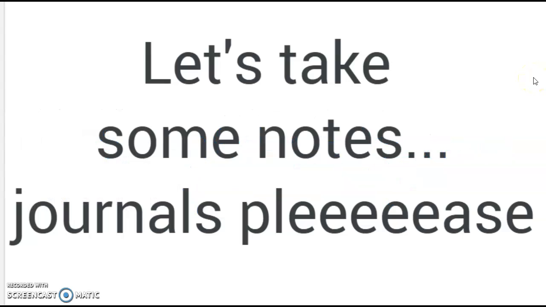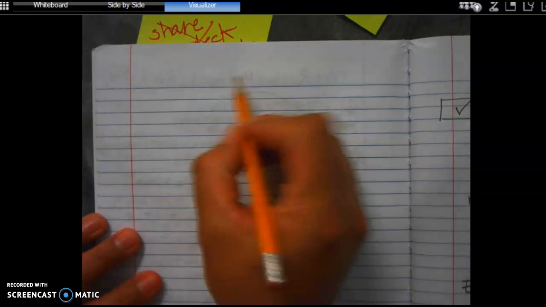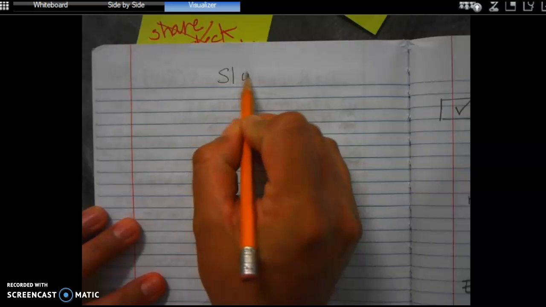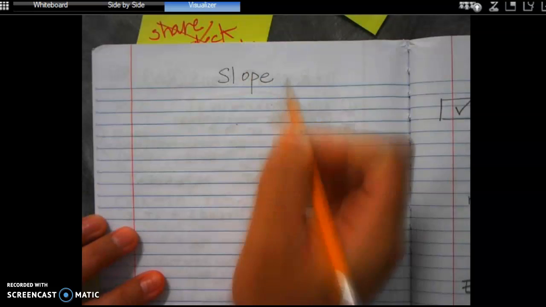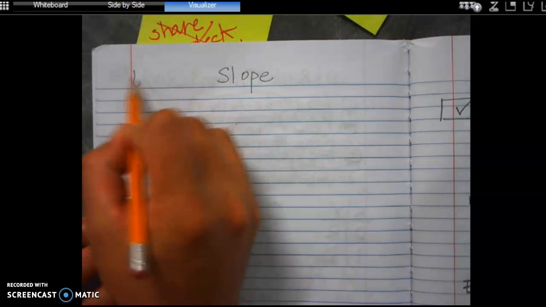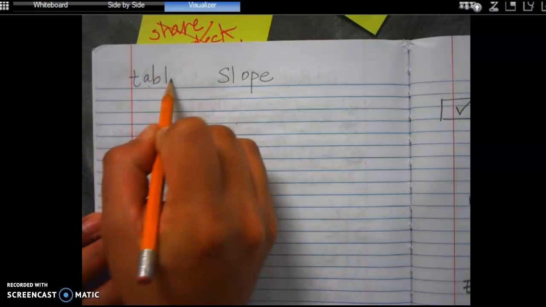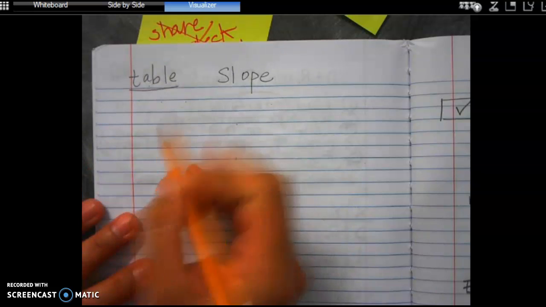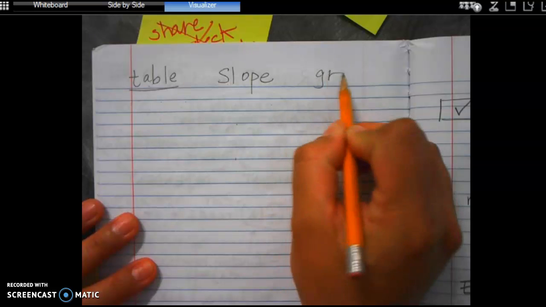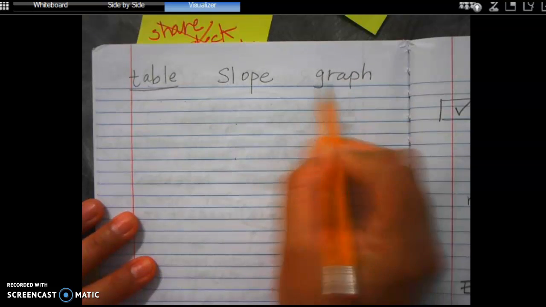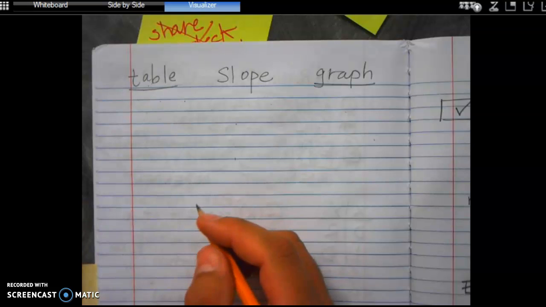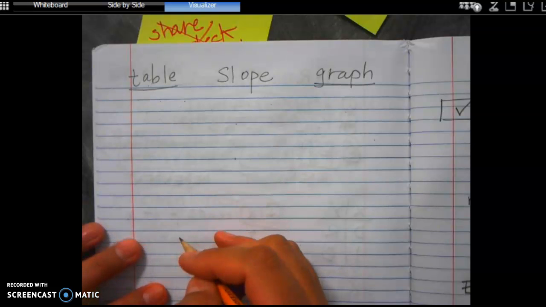Okay, so if you pause the video and grab your journal, we are going to take a few notes before we can start working on our Khan Academy. The notes that we took are still talking about slope. Today we're going to focus on how to get slope from a table and how to get slope from a graph.